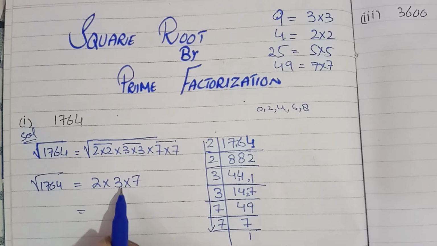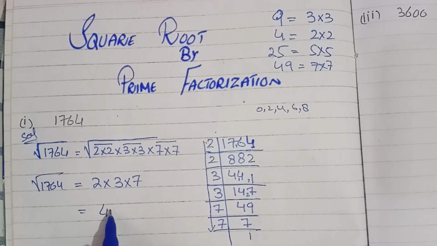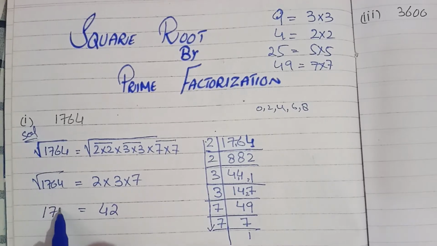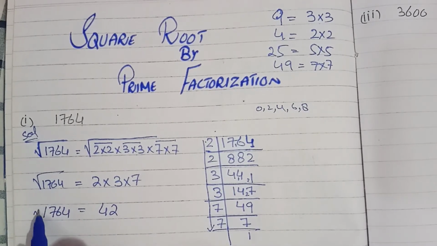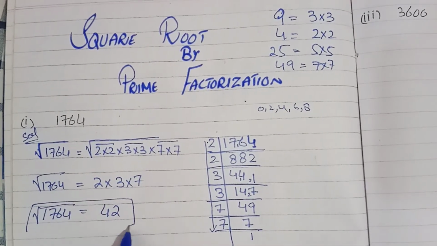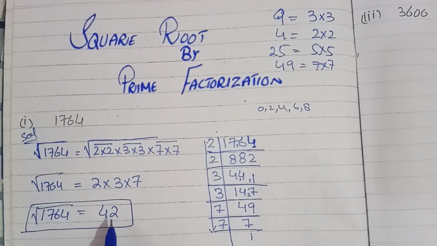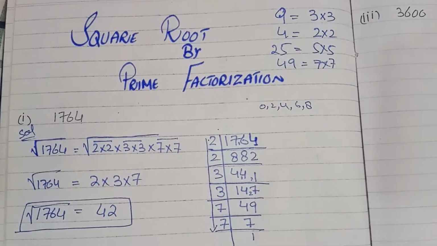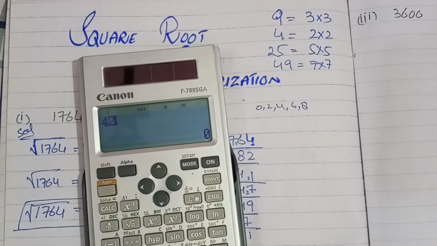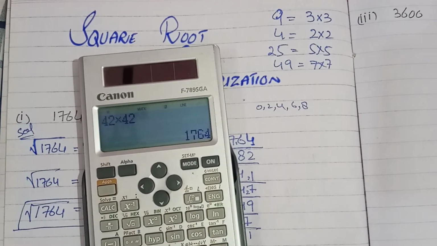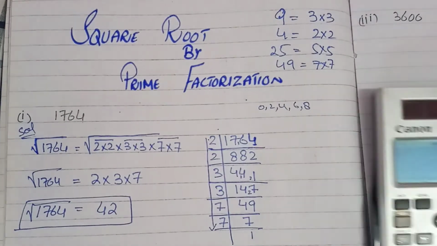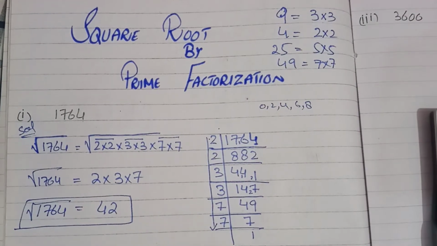2 threes are 6. 6 sevens are 42. It means that the square root of 1764 is 42. It means that if we multiply 42 by 42, you will get 1764. Or you can check it manually, okay?